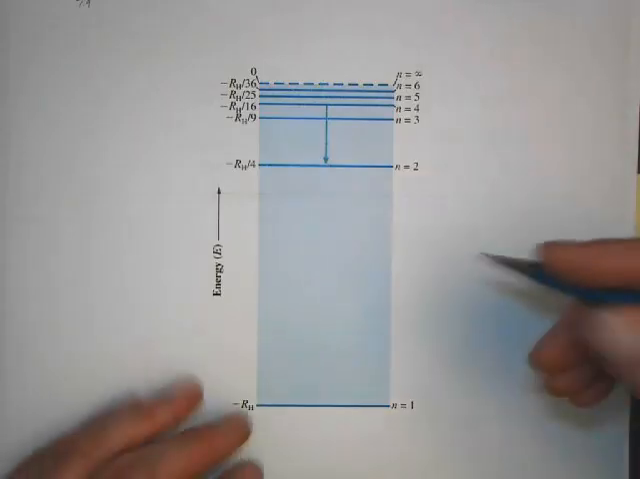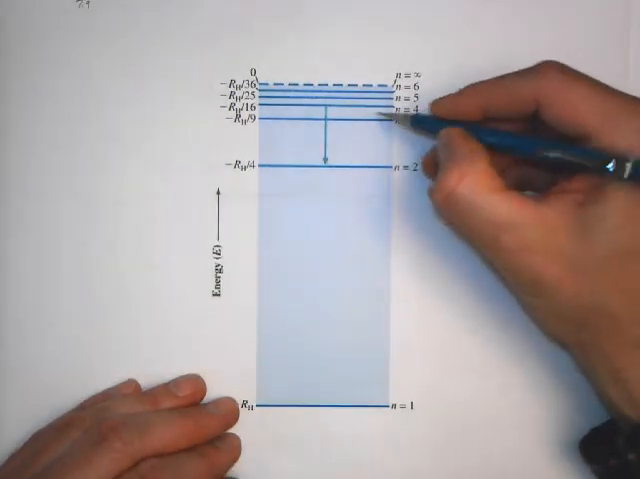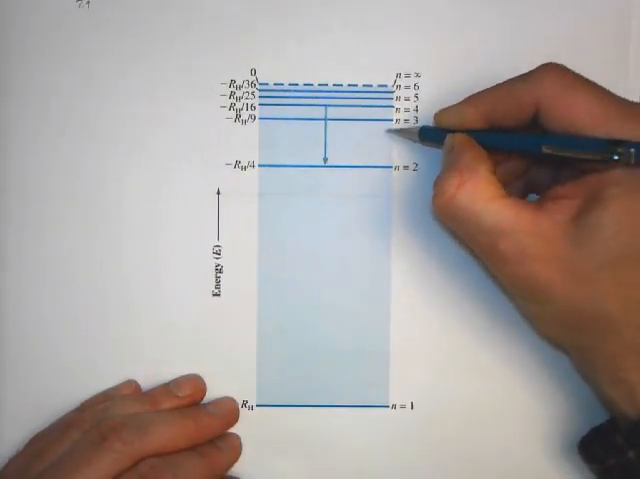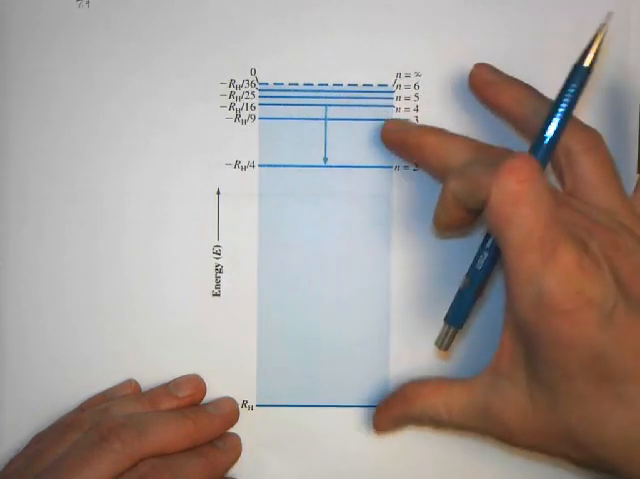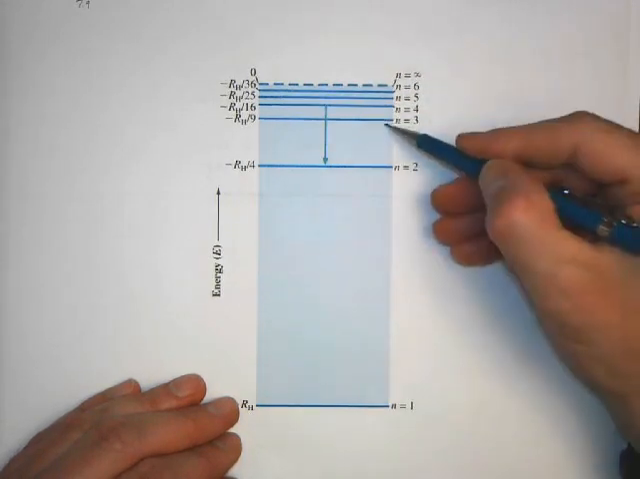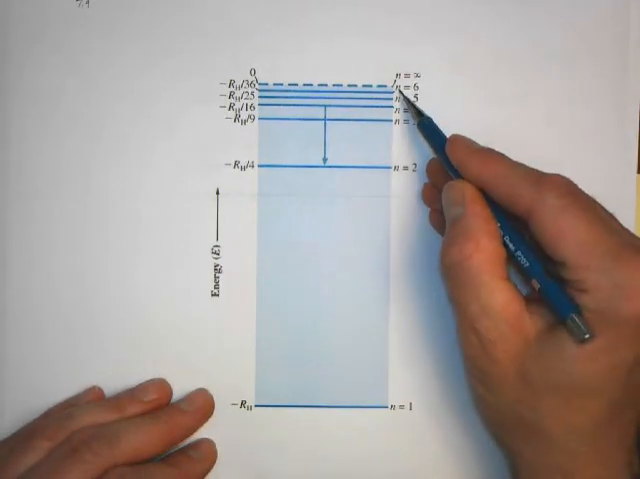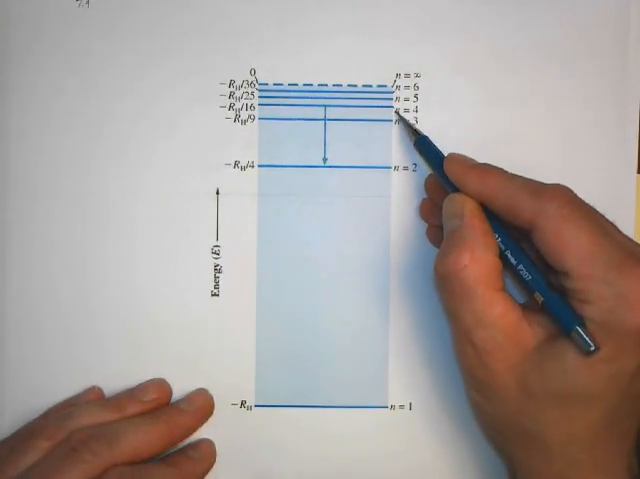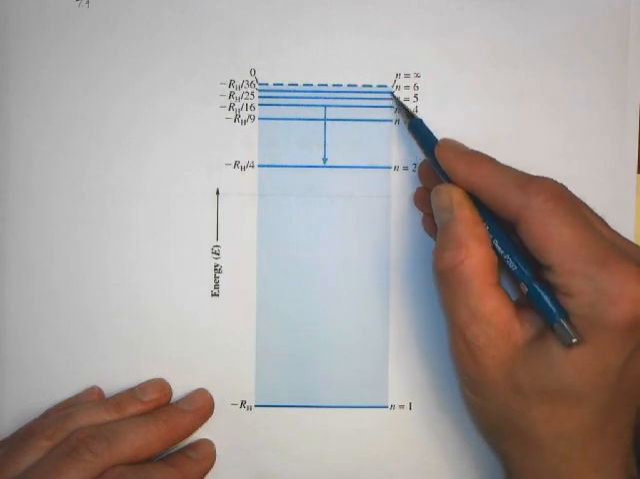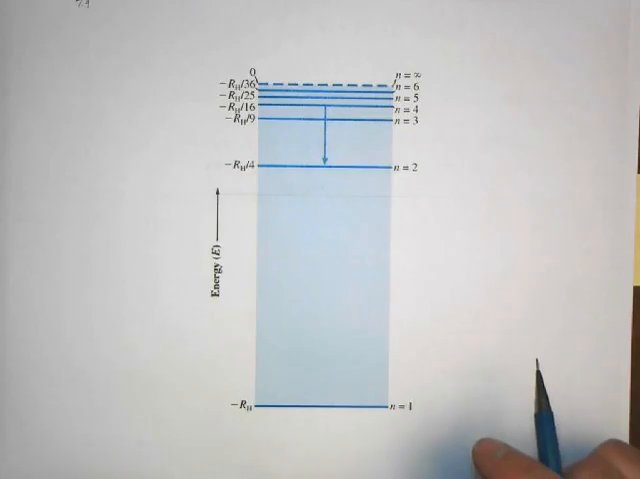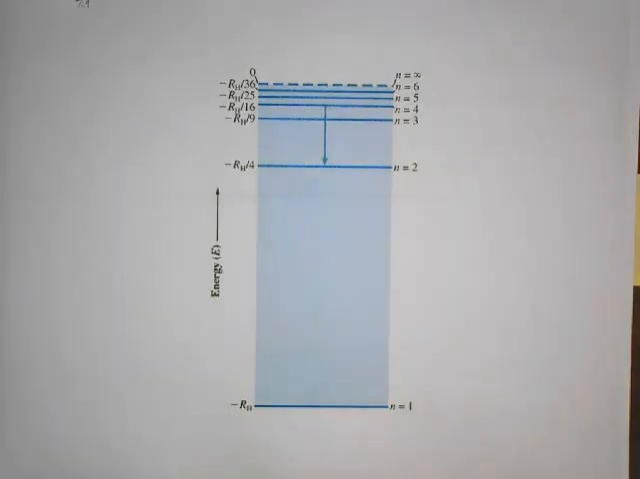Energy is conserved. An electron could go from n equals 3, quantum number 3, to quantum number 1, and that amount of energy would be emitted by a photon. And an electron could go from energy level 6 to energy level 4, and this amount of energy would be emitted as a photon. Now, of course, we can calculate these energies.